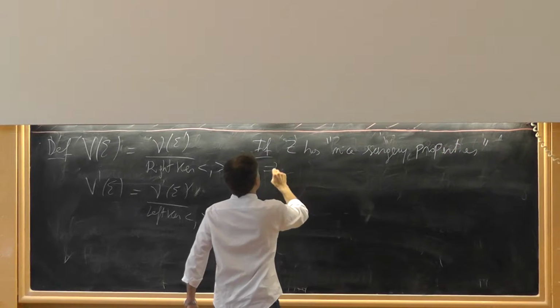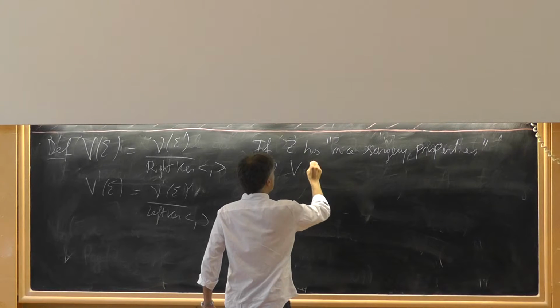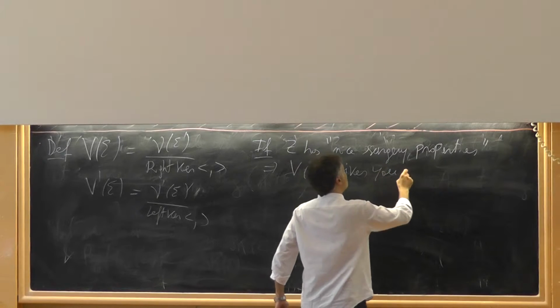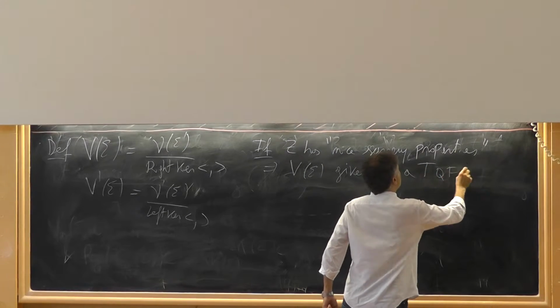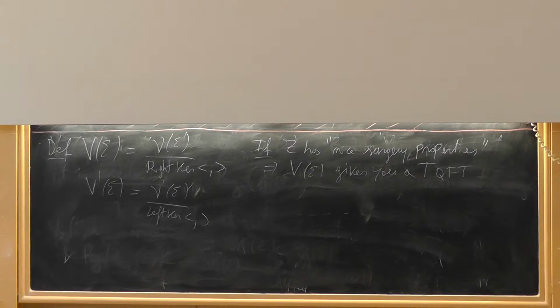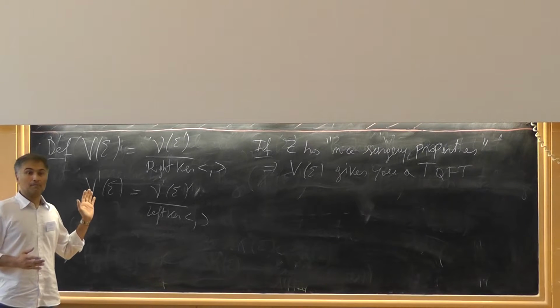Then V, well, V of sigma gives you a TQFT. I mean, nice properties should include that the V's are finite dimensional and that V of sigma 1 union sigma 2 should be the tensor product. And the fact that you get a functor actually is for free.